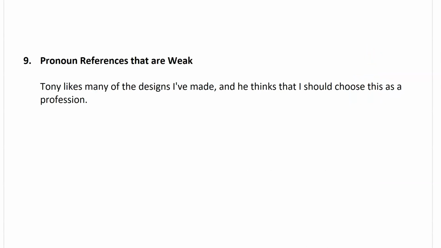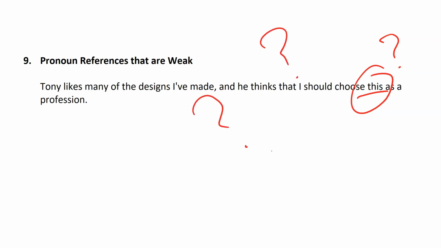Issue 9, pronoun references that are weak. Tony likes many of the designs I've made, and he thinks that I should choose this as a profession. Now, I know exactly what's trying to be said here, but it's still not well written, and the key is, again, word choice. It has to do with the word this. What's the this? Tony likes many of the designs I've made, and he thinks I should choose this. What is the this profession that we're talking about here? There's no profession mentioned anywhere in this sentence, so I don't know what you're talking about.